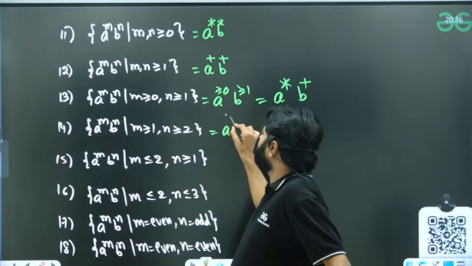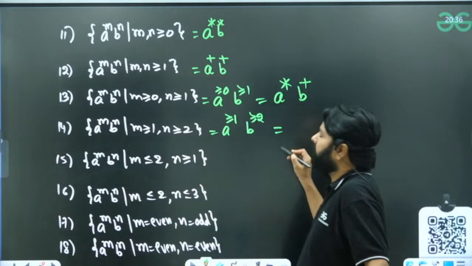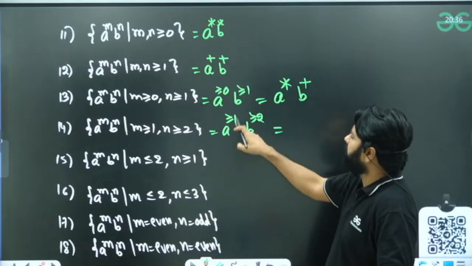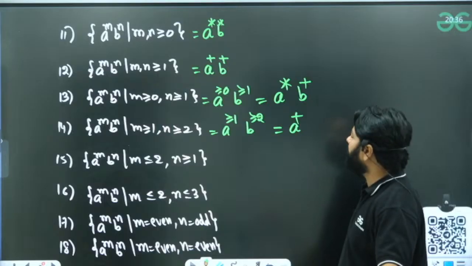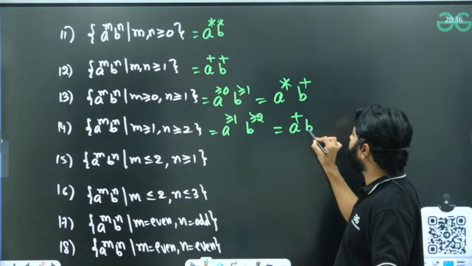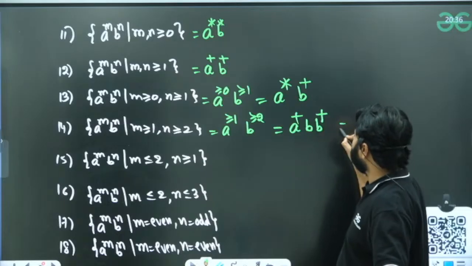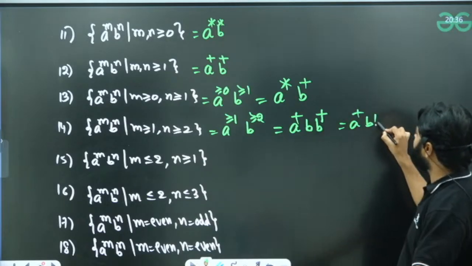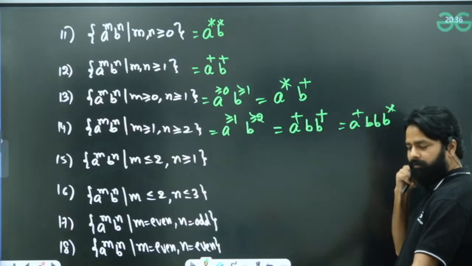So how will you write? For understanding I am writing it, but later you substitute with your proper operators. This one you can write as A plus, but this one you can't write directly. What you can do, minimum 2 B's, right? You can write B B plus, or you can say A star, minimum 2 B's, then followed by any number of B's. So you can write either way, both are the same.